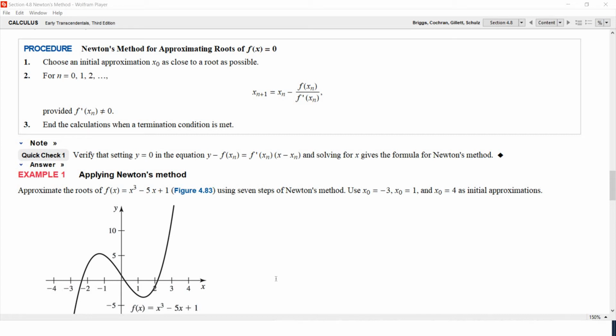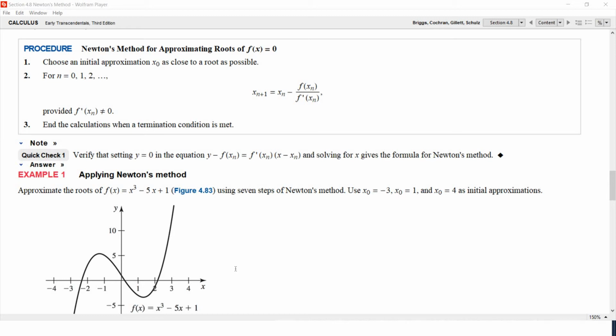Hello again. In this video, we're going to go over an example where we use Newton's method to approximate the x-intercepts for a function. The example we're going to look at is the one down here, where f of x is equal to x cubed minus 5x plus 1. The graph of that function looks like this, and notice that it does have three x-intercepts here. We're going to try to approximate each of those x-intercepts using Newton's method.